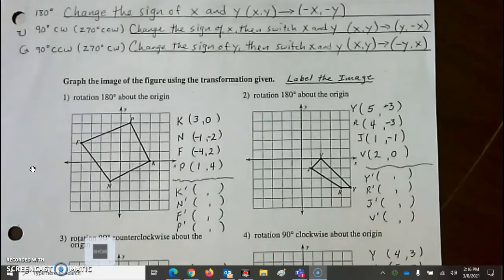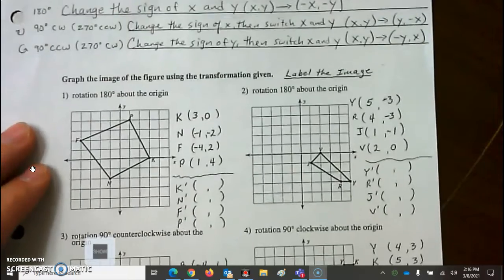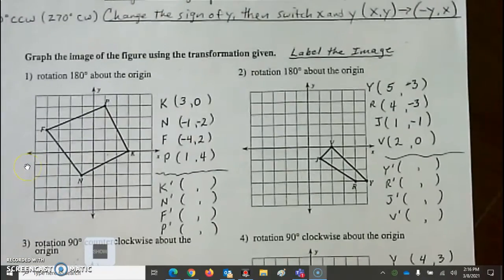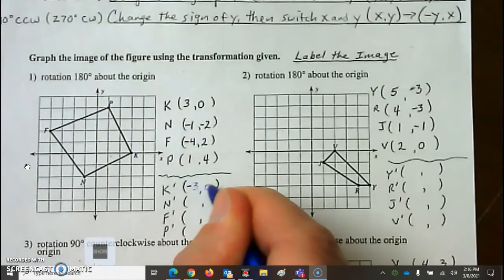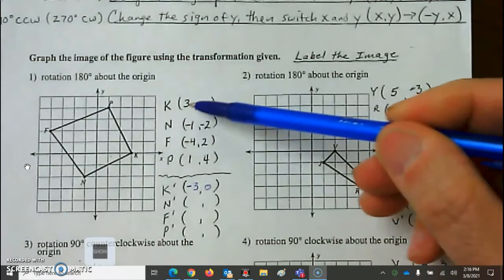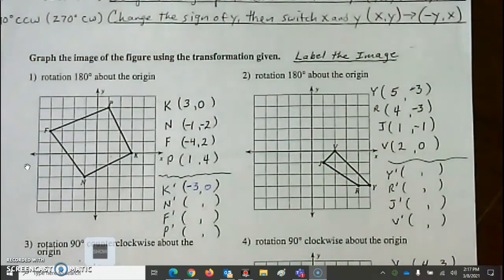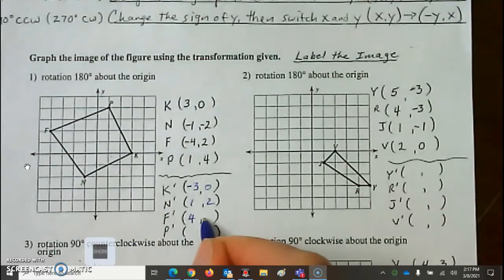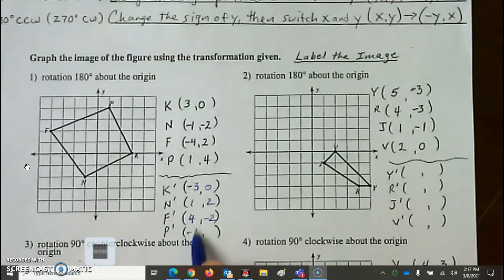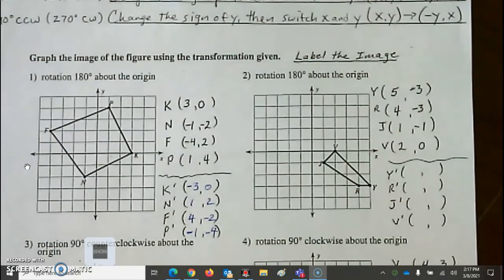So actually, we'll do 1. So let's change all these signs. So you can see, I'll zoom in a little here. I'm going to make this K prime -3 and 0. See, I just changed the +3 to -3. And point N, they're both negative. I'll make them both positive. So again, all I'm doing is switching all of the signs. Now if I graph this, I'm done.